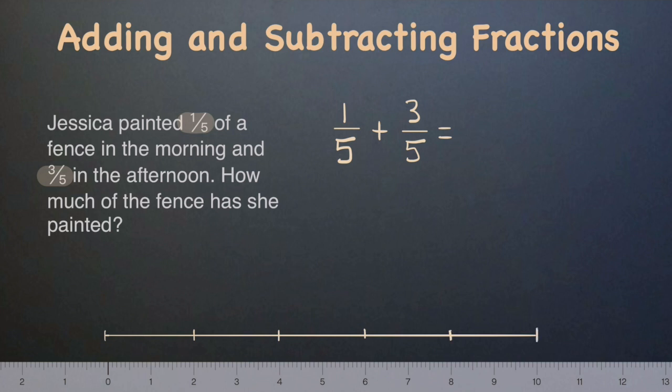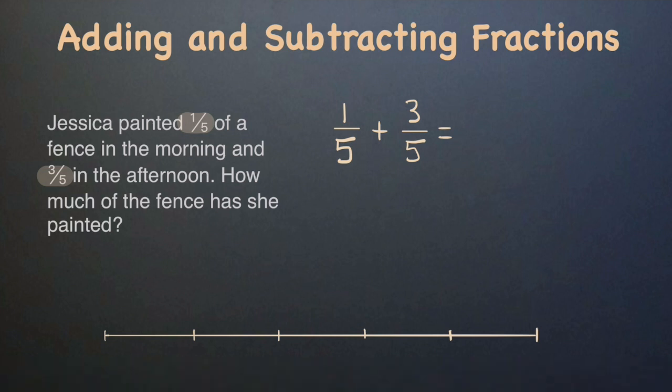Okay, the reason I've done that, I've made a 10 centimetre line and I've drawn marks at every 2 centimetres, so I've got 5 equal spaces. So we could mark that as 0, we could mark that as 1/5, 2/5, 3/5, 4/5, and 5/5, or 1.